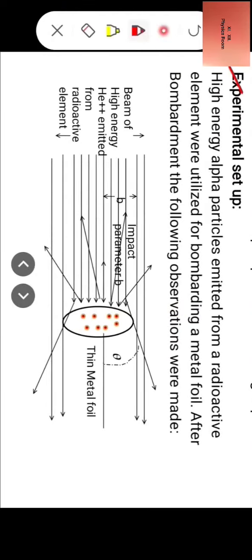Experimental setup. High energy alpha particles emitted from a radioactive element were utilized for bombarding a thin metal foil. After bombardment, the following observations were made. Now, in experimental setup, you see in diagram there is a thin metal foil and a beam of high energy alpha particles emitted from radioactive element which were used to bombard this metal foil.